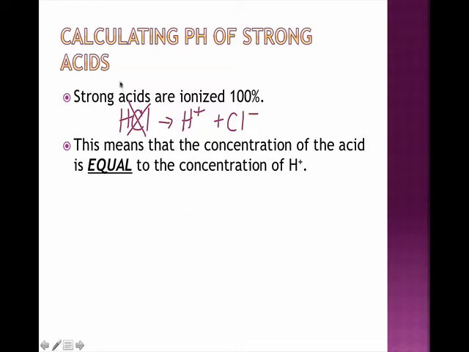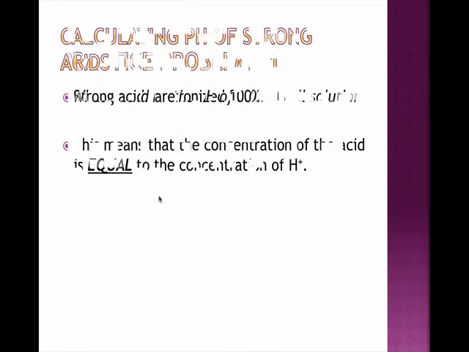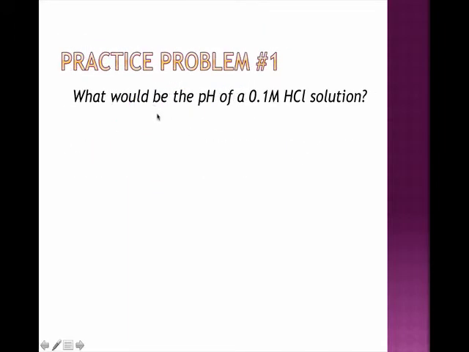This means that the concentration of the acid is equal to the concentration of the H+. So for example, if this was 0.1 molar HCl, that means I also get 0.1 molar H+, and I get 0.1 molar Cl-, those ions. Because this thing breaks up completely, for every one of these we get 1 H+ and 1 Cl-. So their molarities are the same as the molarity of the acid that went in. That means when we're doing these problems, it's actually a pretty easy problem because it says, what would be the pH of a 0.1 molar HCl solution?